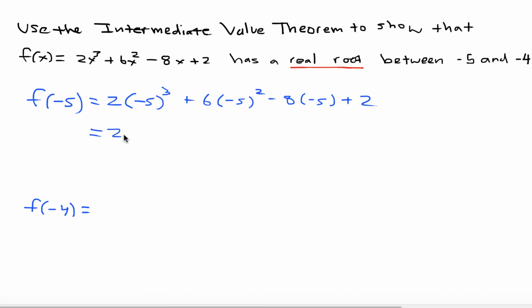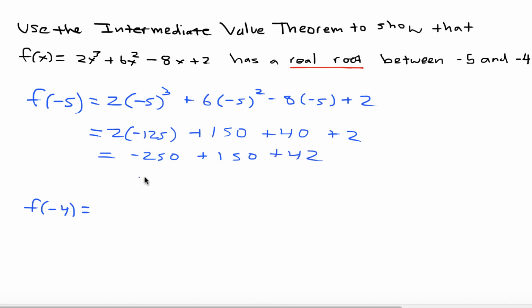-5 cubed is -125, times 2 is -250. -5 squared is 25, times 6 is 150. We change that sign to give us a 40, plus 2. So this is -250 plus 150, plus 42. We can just add all this together: -250 plus 192. This is going to give us a negative answer, -58. So we plugged in -5 and we got -58 as the answer.